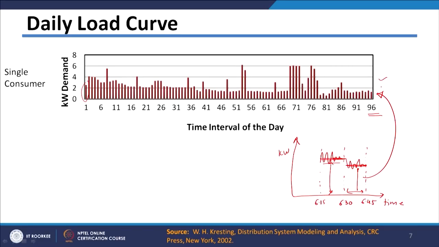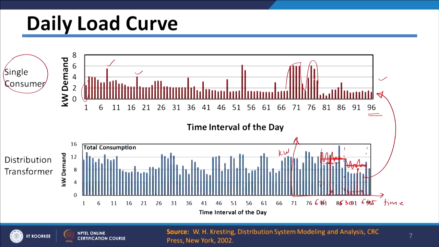Now this is the load curve of one single consumer. You can see that the load curves of single consumers will be peaky in nature. You can see that abruptly there are changes in power consumption. Here power is increasing and then again decreasing, then increasing. So there are abrupt changes in power consumption of a single consumer.